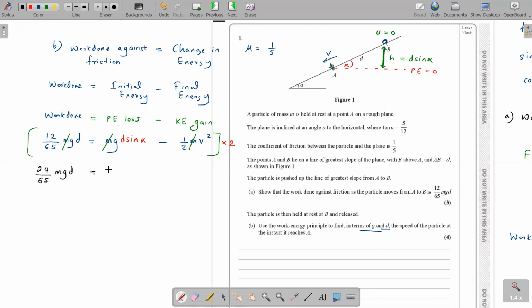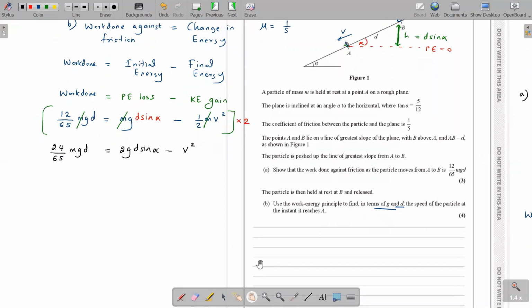mgd equals 2gd sine alpha minus v square. Do you agree with me? Yeah, we cut them. Did I write them again? Yeah, sorry. This m is not there. Okay, 24 over 65 GD equals GD sine alpha minus V square. Shall we input the values here? I'll take the negative V square here and take this to the other side. So I get V square equals 2GD sine alpha minus 24 over 65 GD.